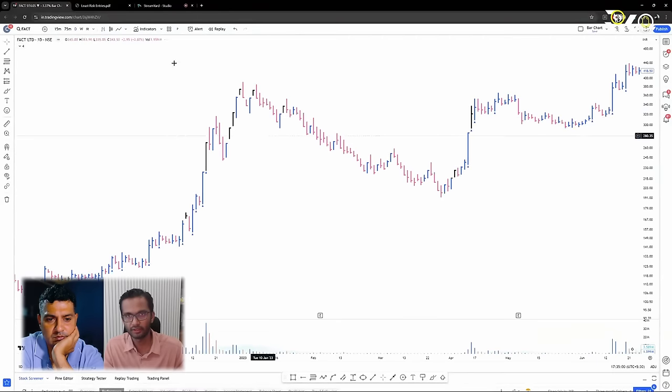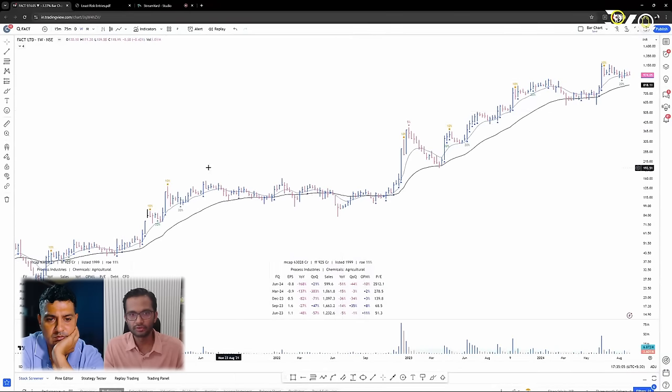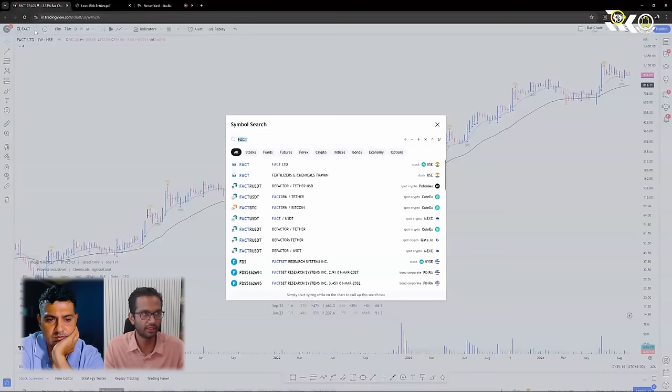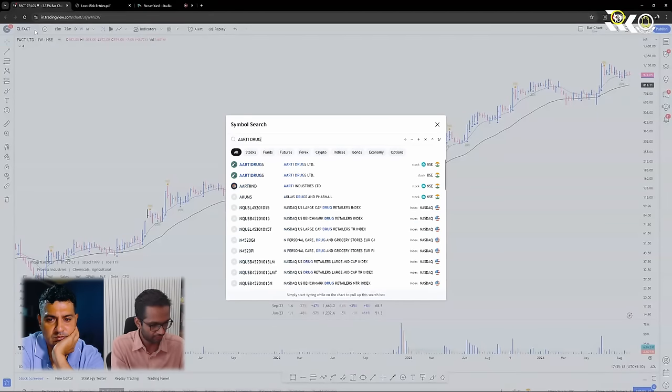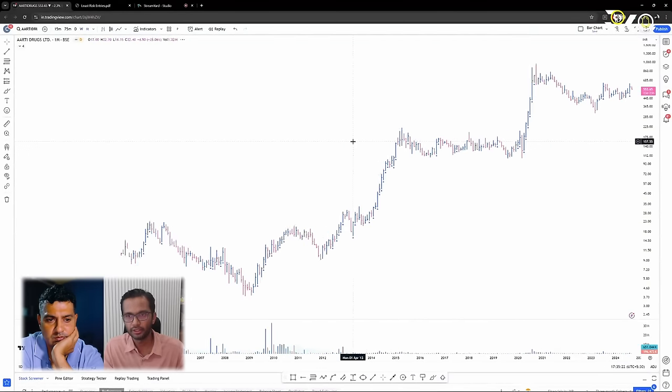For example, FACT, the fertilizer company, if you look at the weekly chart, this was a very, very long base. After the long base, it moved almost 750% from here, even if you were following the 40 MA as an investor. I have multiple examples of this whenever there is a long base breakout. I'll show you, in fact, on the monthly chart as well.